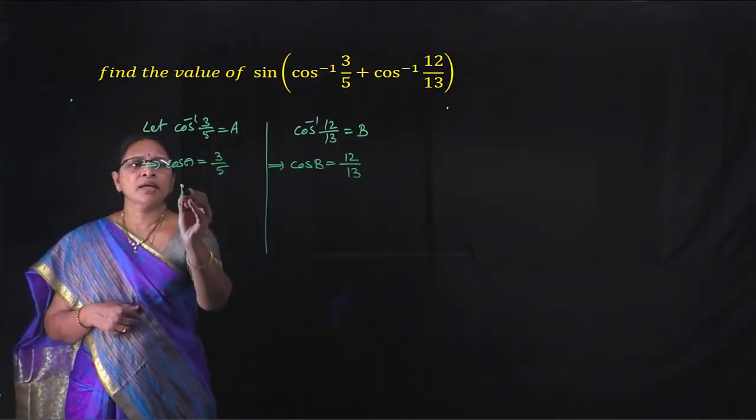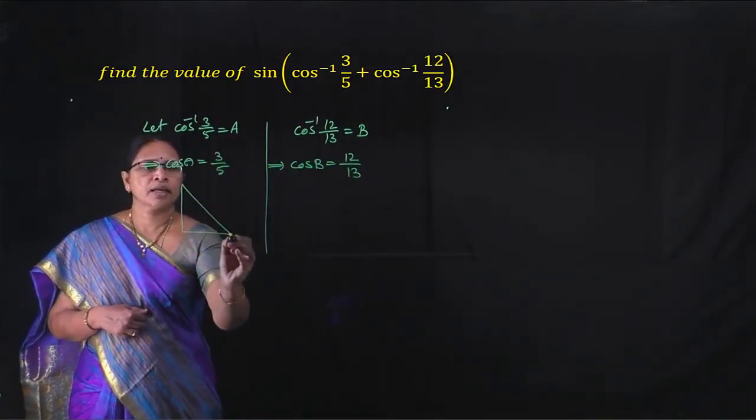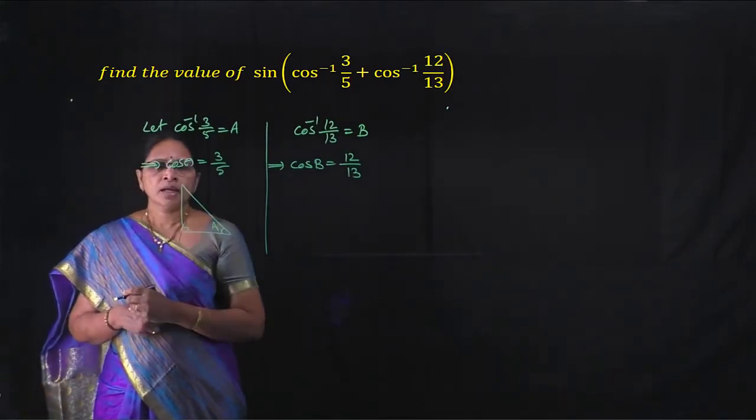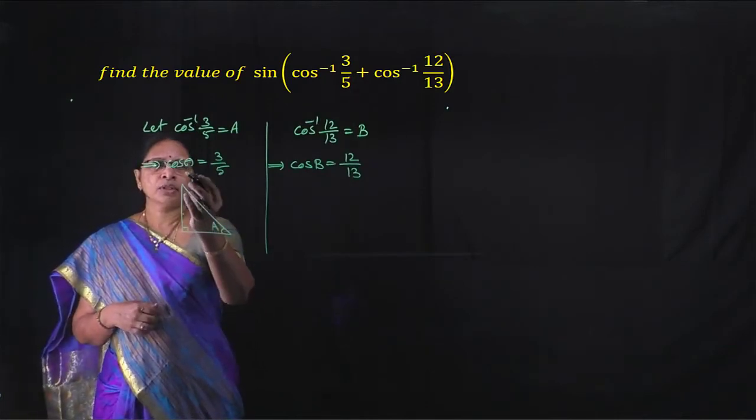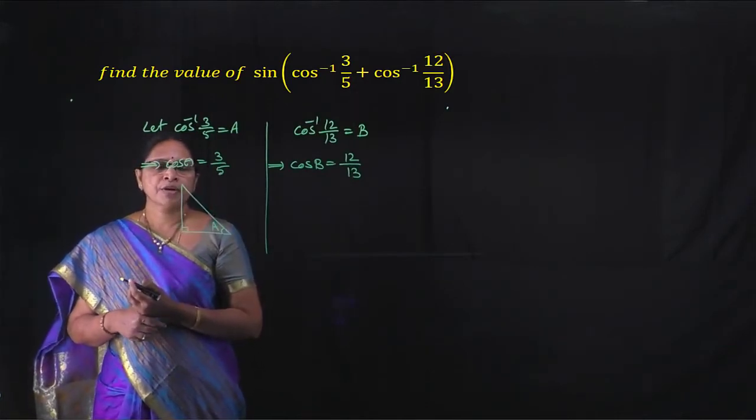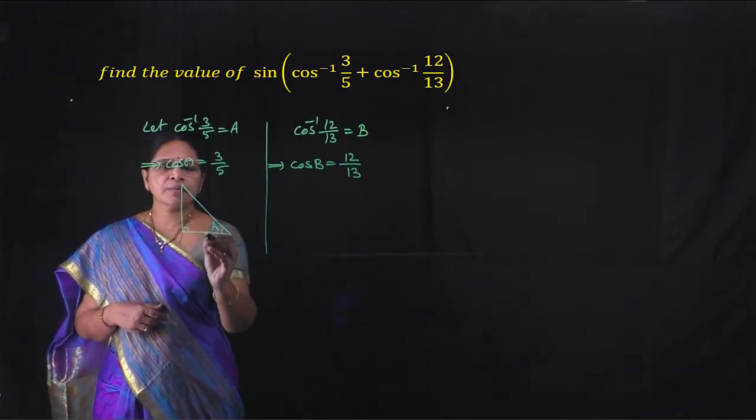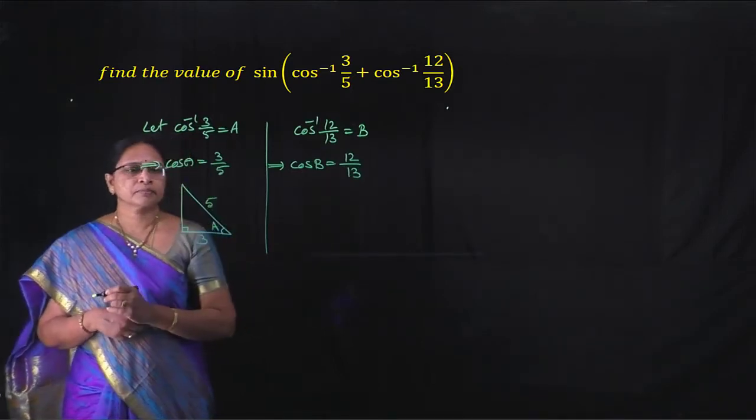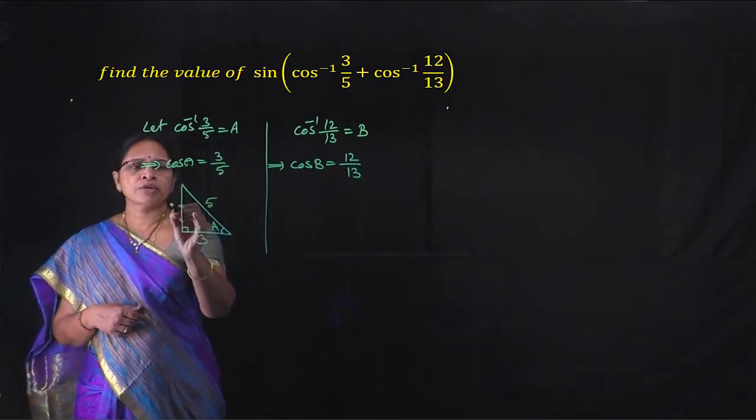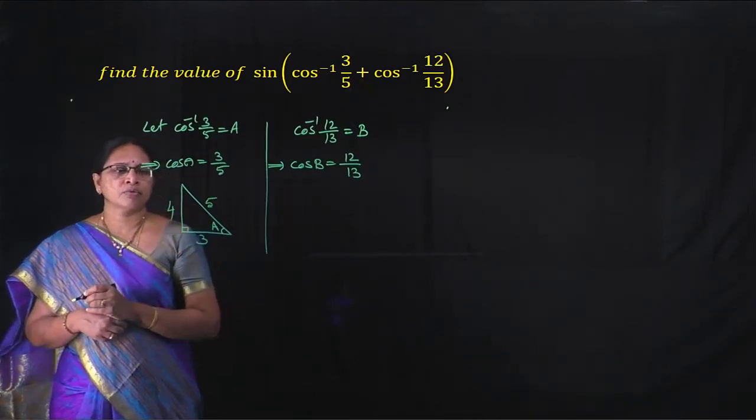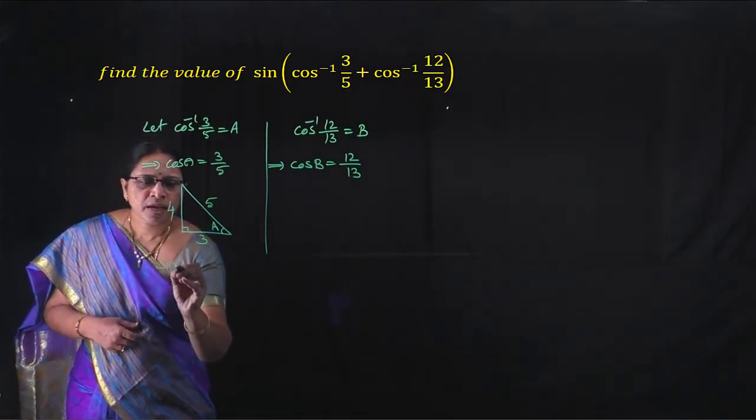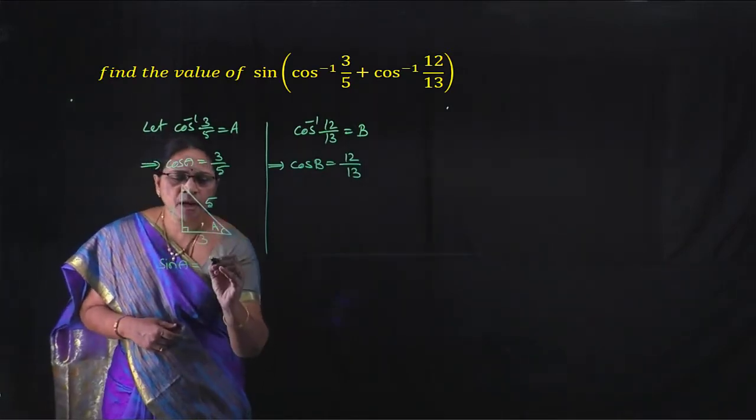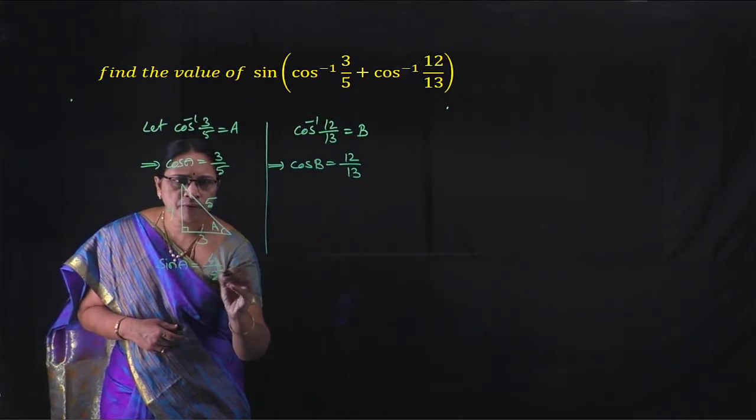Consider a right angled triangle with an angle A. This is right angle. In a right angled triangle, we know that cos A equal to 3 by 5. Cos A is adjacent side by hypotenuse. Here adjacent side is 3, hypotenuse is 5. From Pythagoras rule, we can find the opposite side is 4. Here sin A is opposite side by hypotenuse, that is 4 by 5.